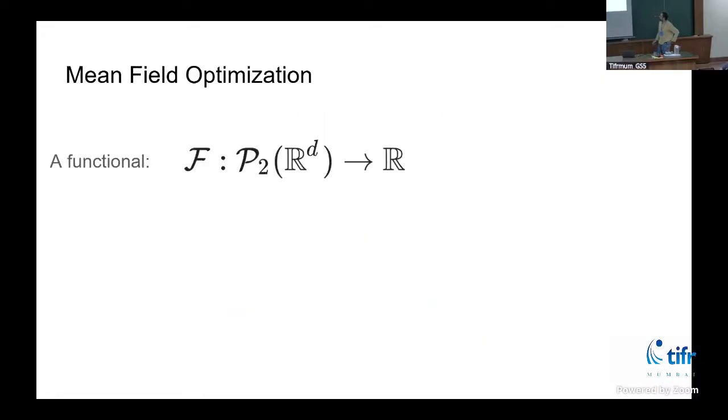So in this talk, I'll consider the concept of mean field optimization. So what is mean field optimization? We have a functional F which maps the space of all probability distributions with finite second moments over R^d to a number.